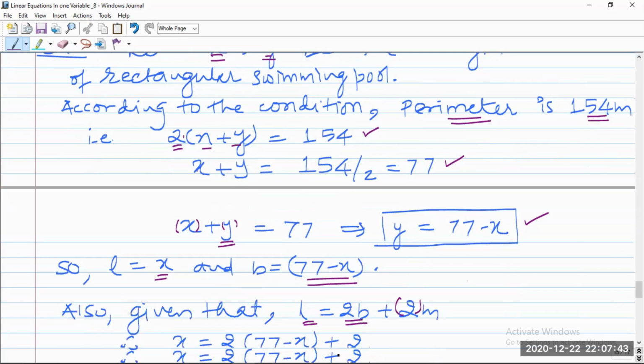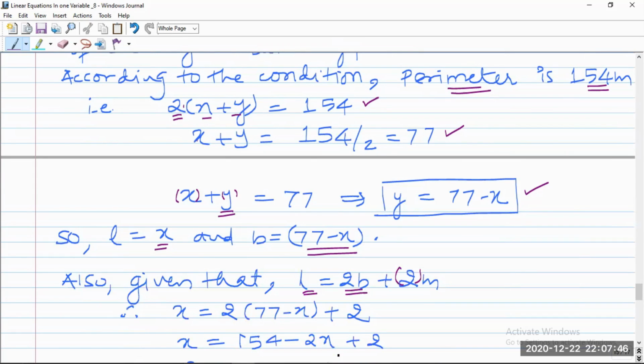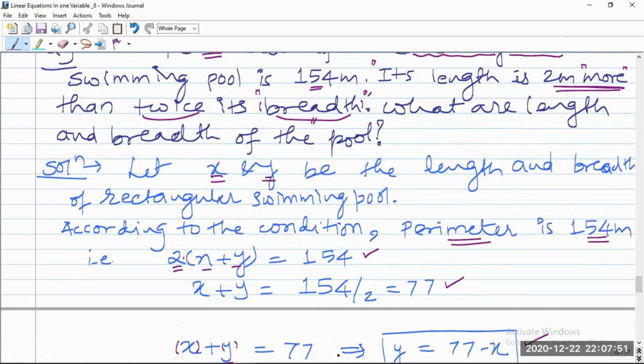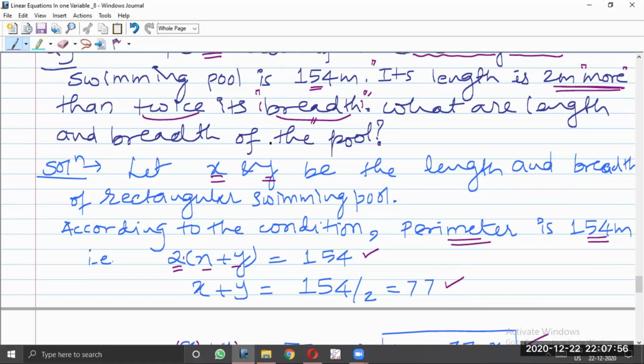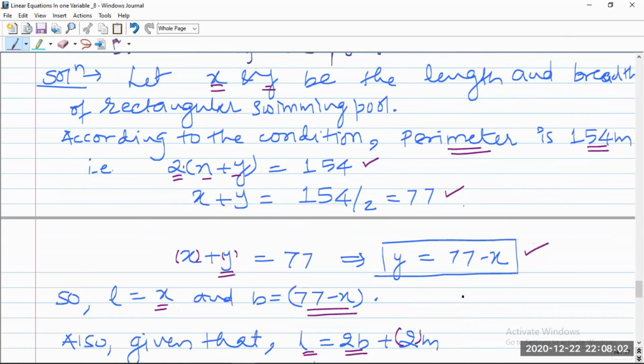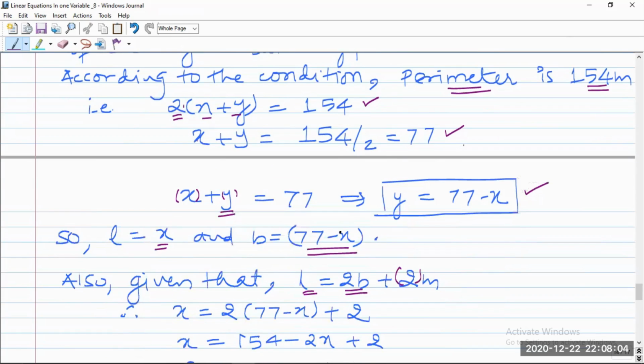Now once we have got the length and breadth in the same variable, use the second and important condition of the given sum. What is the second condition given? It is given that the length is 2 meters more than twice its breadth. So if I consider L as length, B as breadth, I can write the given condition this way: L is equal to 2b plus 2 meters. Length is 2 meters more than twice the breadth. So twice the breadth is 2b and it is 2 meters more, so 2 meters is added to it.